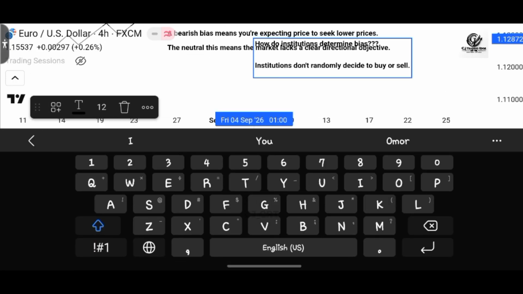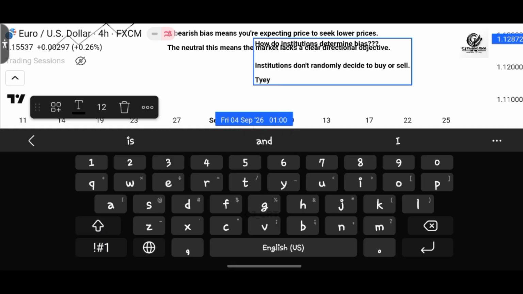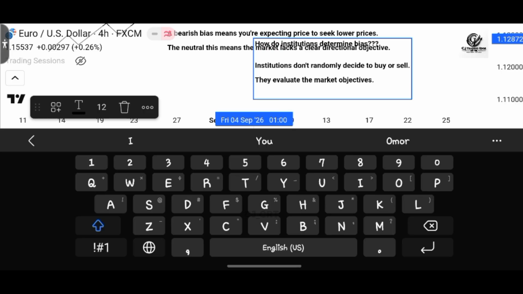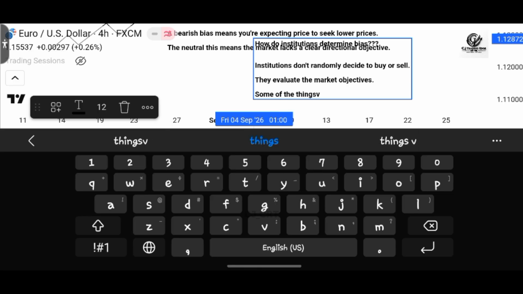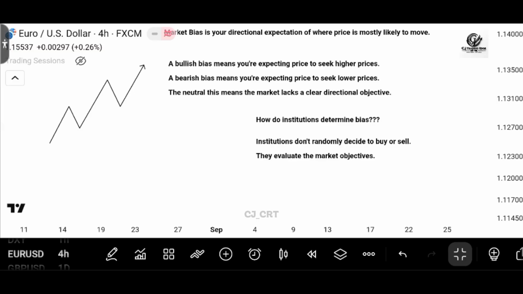So the second thing is they evaluate the market's objectives. I'm not supposed to be typing this because I don't want this video to be long, but I don't have a choice. Some of the things. With this little information, you should know when not to trade a bearish CRT when you're in a bullish market.